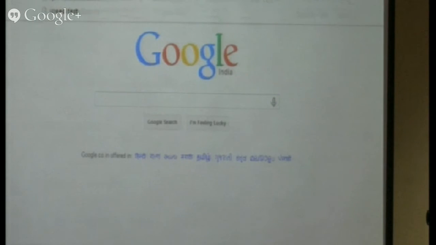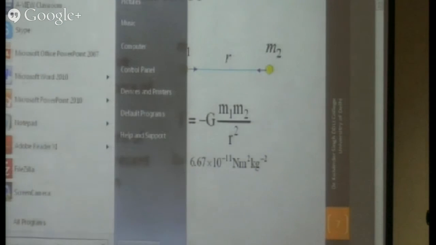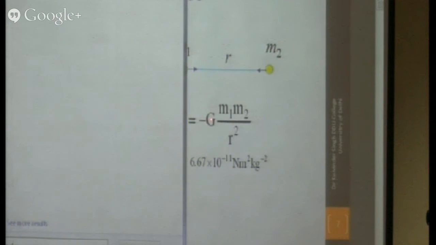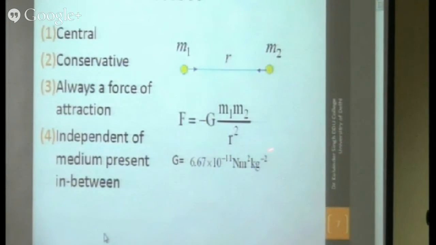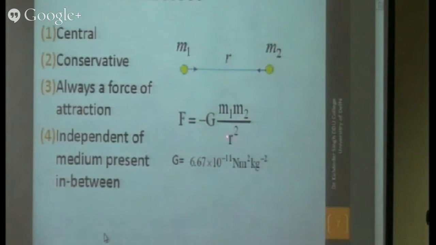But if I talk about the magnitude of the force, you can drop this negative sign because magnitudes are always positive. So this force depends on two important things. One is the product of the masses m1, m2, and second is the square of the separation between the two, r square. You may say like this, the force is directly proportional to the product of masses and inversely proportional to the square of separation.